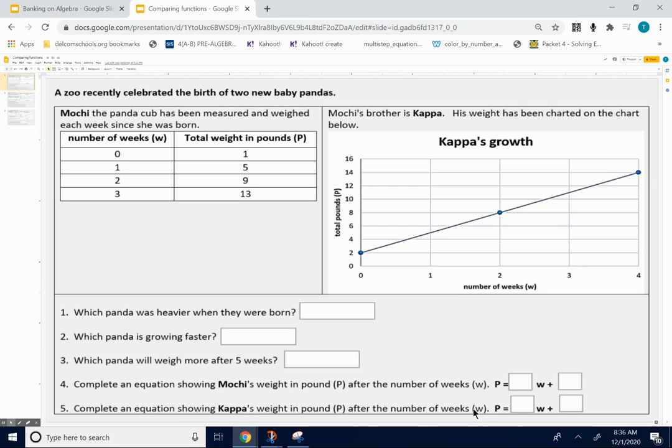Okay, in this lesson, we're going to look at two linear relationships at the same time. Or I should say two or more. In this problem, we're going to look at the first problem together, the zoo problem.